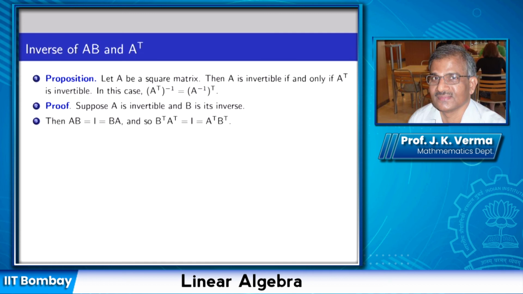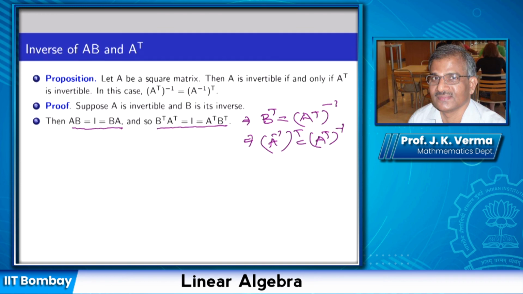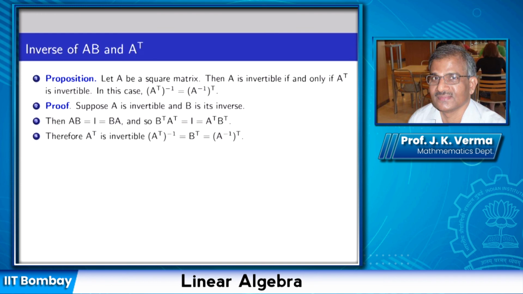Then we know that AB equal to identity equal to BA. Now simply take the transpose on both the sides. So I get B transpose A transpose is identity is equal to A transpose B transpose. And this implies that B transpose is equal to A transpose inverse. But we know that B is the inverse of A. So that implies what we want to prove. Therefore, A transpose is invertible, and inverse of A transpose is transpose of A inverse.